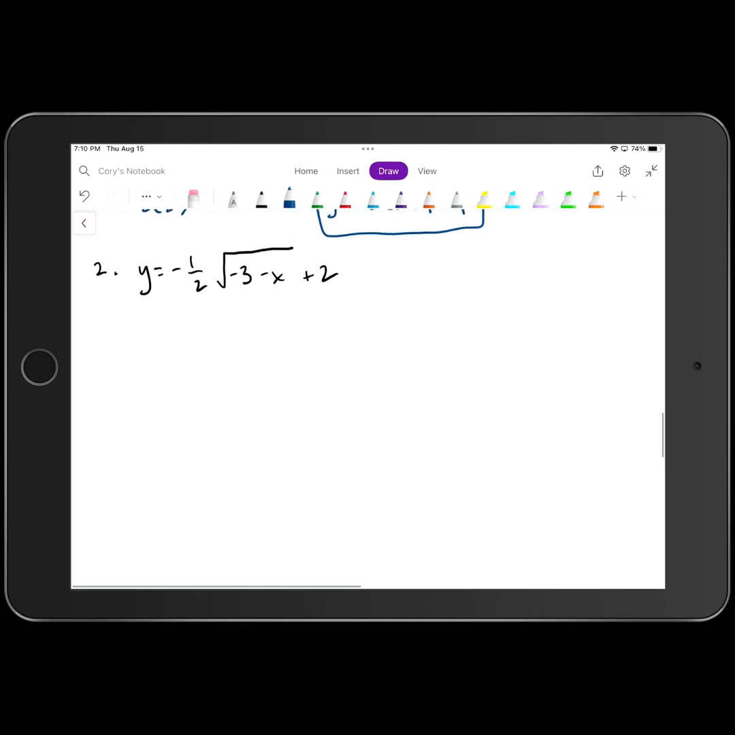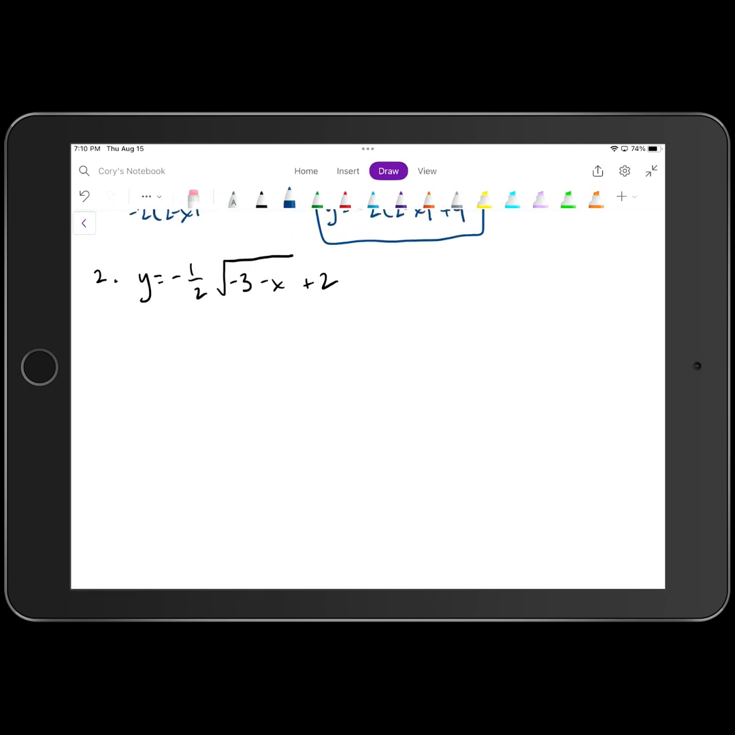Okay, so let's see how we did with number 2. For number 2, our base function is root x, whose graph will look like so. Again, if there is a horizontal shift to be performed, we're going to do that first, and in this case there is.